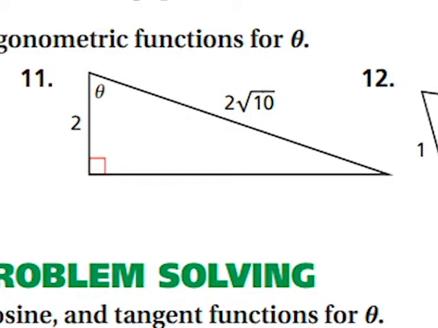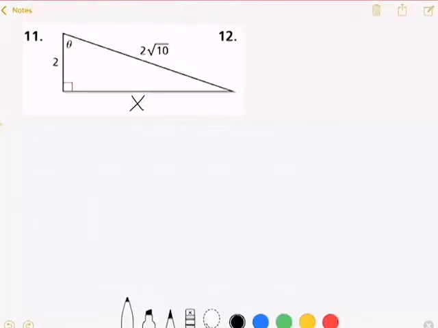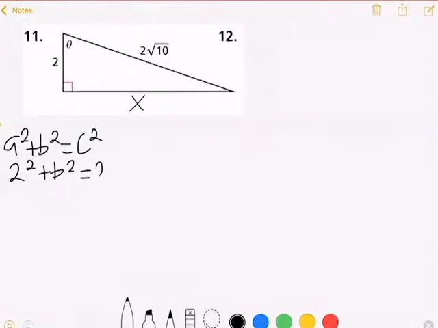So the next problem that we have is problem 11. Just like the other one, it gives us 2 sides and 2 angles. So again, we need to find the first angle, and we're going to use the same equation, a squared plus b squared equals c squared. The difference with this one is that we actually have the hypotenuse, which means we have 2 squared plus b squared equals 2 square root of 10, and that's also going to be squared, but you want to make sure that's in parentheses, or that will change your answer. So you find that it's 4 plus b squared equals 40.